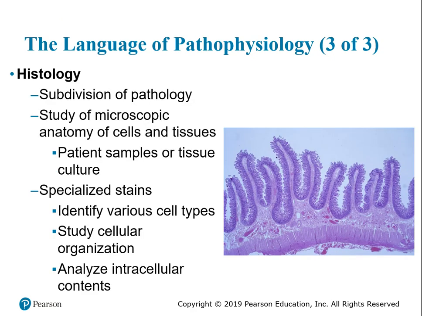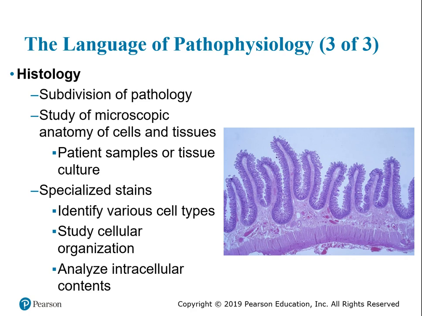Also, another sort of subdivision of pathology is histology, okay? So this is really the microscopic study of the anatomy of cells and tissues, right? So you get that patient sample like I just mentioned, and you can either take a piece of tissue directly from that patient, or look at patient cells in tissue culture. And basically you can use specialized stains to identify certain cell types, also to study how those cells are organized, look at the intracellular contents of the cells, and you can then look for abnormalities from there.